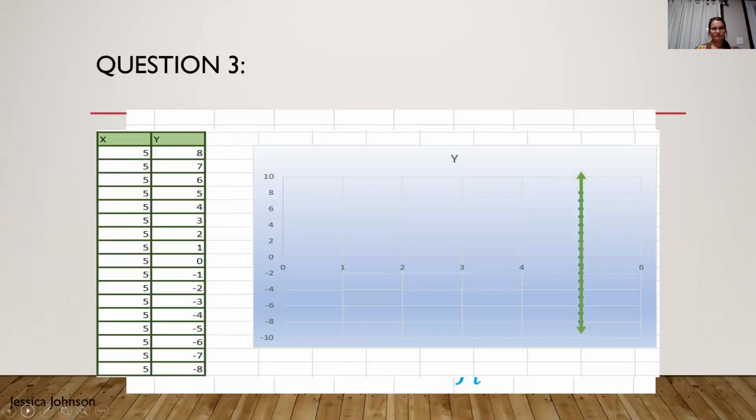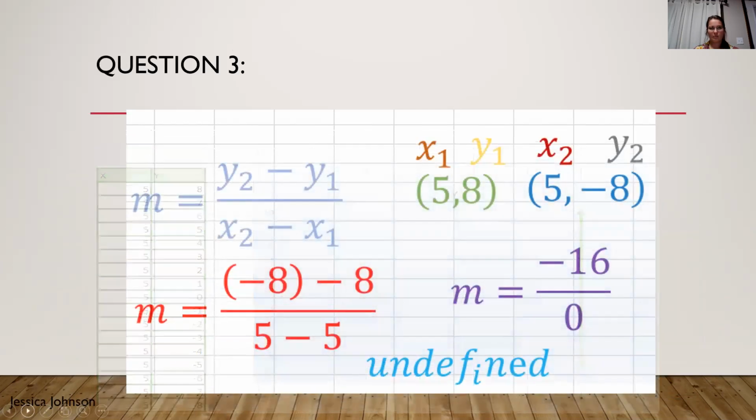Here we are given 2 points of (5, 8) and (5, -8). And I graphed it, did the plots on the graph right over here, and we can see that we have a vertical line going straight up and down. And now I'm going to show you the slope.